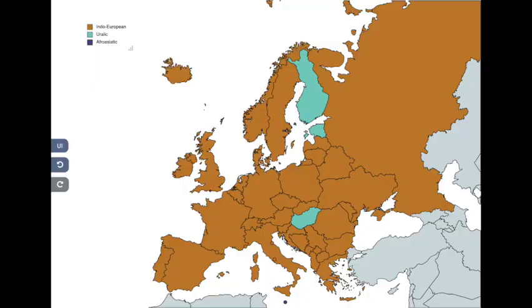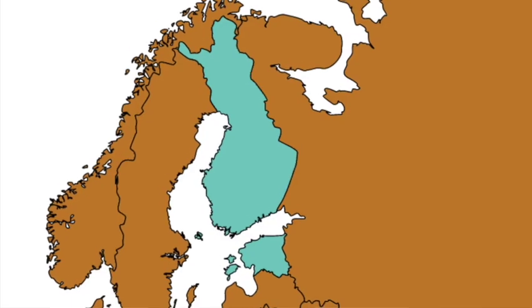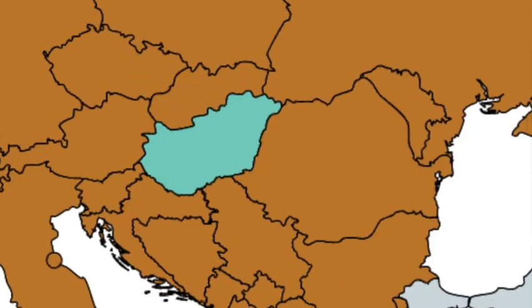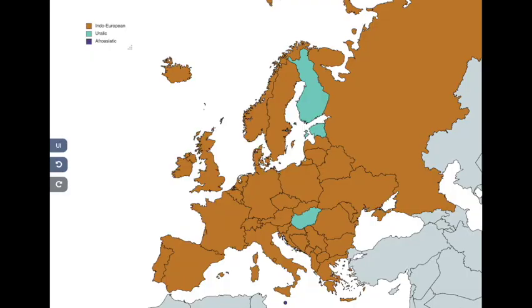Anyways, the map. As you can see, the vast majority of them speak Indo-European languages, but there's a few notable exceptions. The first very clear ones are Finland, Estonia, and Hungary. They do not speak an Indo-European language. They speak a Uralic language.